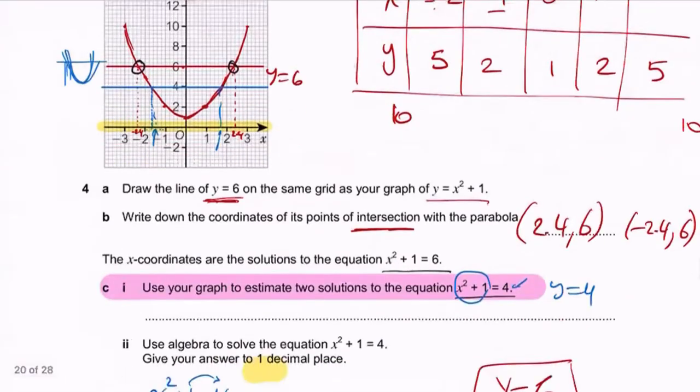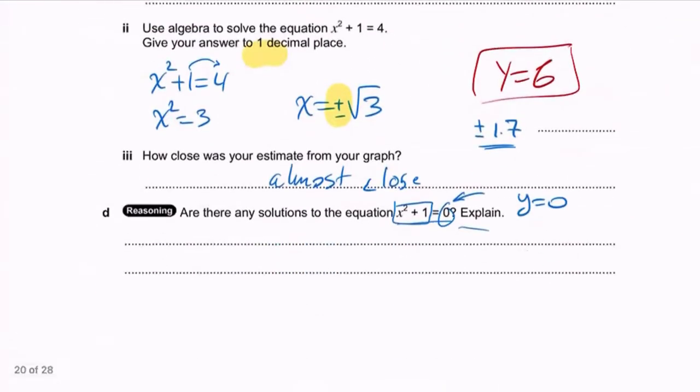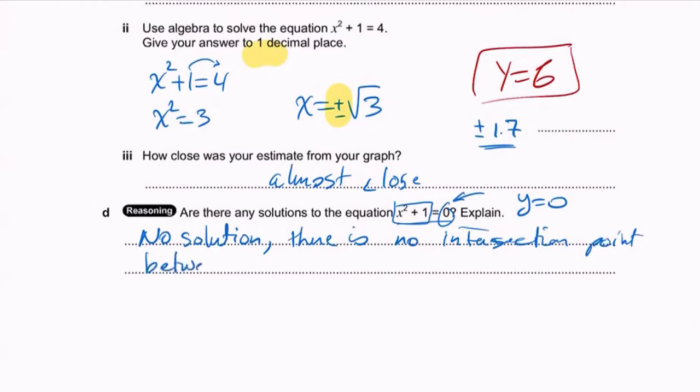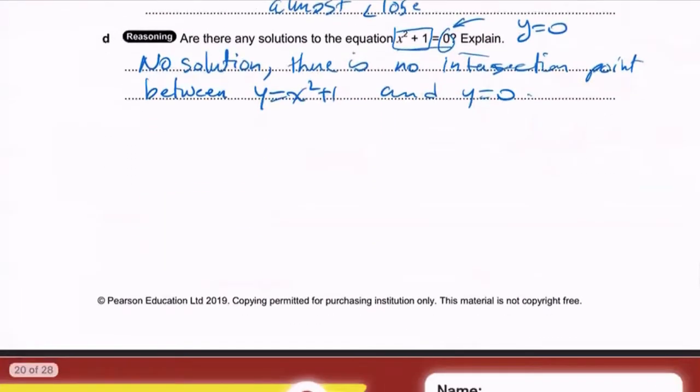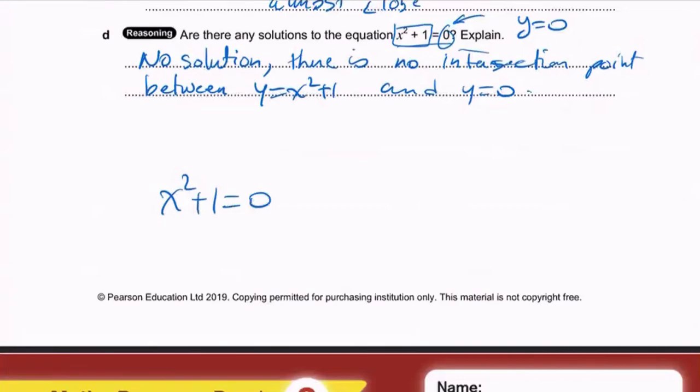So here, if I'm asked, are there any solutions to the equation? No solution. Why? There is no intersection point between y equals x squared plus 1 and y equals 0. So sometimes an equation has no solution. But algebraically, could x squared plus 1 equals 0 have a solution?